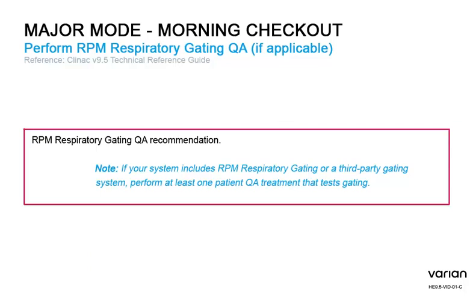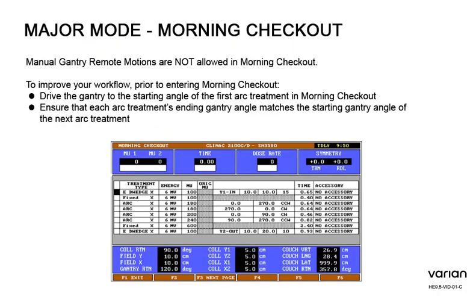If your system includes RPM, respiratory gating, or a third-party gating system, perform at least one patient QA treatment to test gating. Manual gantry remote motions are not allowed in morning checkout. To improve your workflow, prior to entering morning checkout, drive the gantry to the start angle of the first ARC treatment in morning checkout. Ensure that each ARC treatment's end gantry angle matches the start gantry angle of the next ARC treatment.